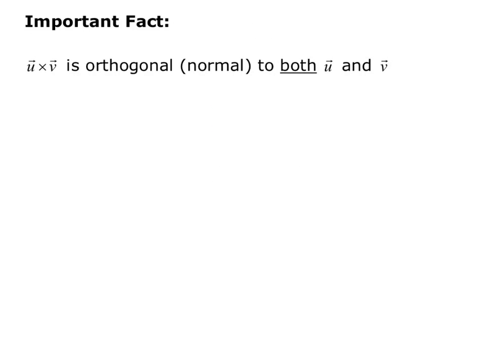One really important fact about the cross product is that u cross v is orthogonal, or normal, meaning 90 degrees, to both u and v. This is going to be really important when we get into section 11.5, where we talk about planes.